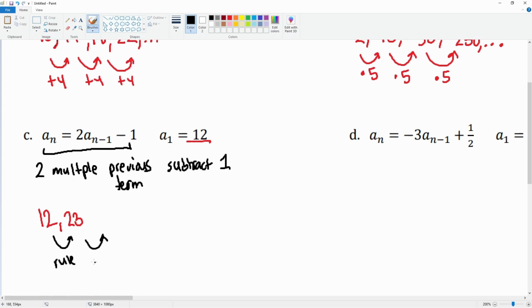Now we're going to apply the rule again. We're going to multiply that 23 by 2. Then we're going to minus 1. This now gets you 45. Let's apply that rule one more time, where we multiply that previous term, which is 45, by 2, then minus 1. This gets you 89, comma, dot, dot, dot. That would be the first 4 terms of that recursive formula.